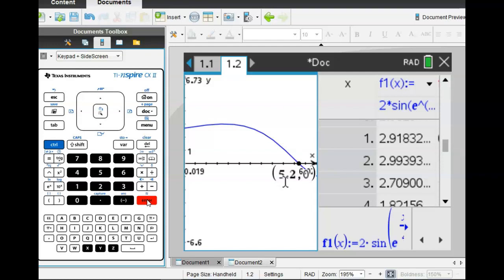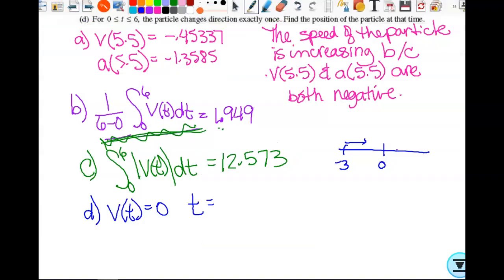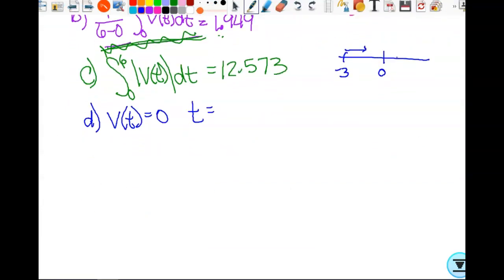We have it stored? All right. So let's go back and think about what we want here. So t is like 5 point something, right? It says the particle changes direction exactly once. Find the position of the particle at that time. So what I want is the position. I want x of a, because we called it a, right?